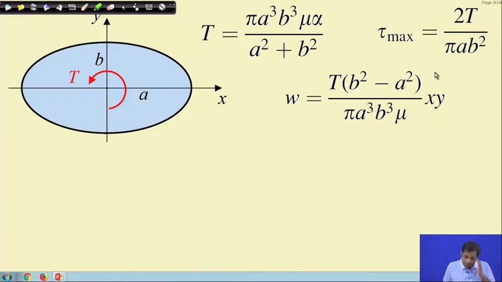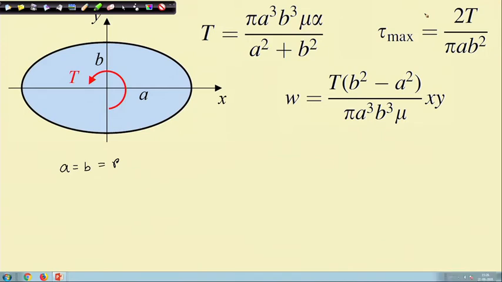Now, let us find out from this solution what the solution is for a circular section. What happens for a circular section? For a circular section, A is equal to B, let us say that is equal to R. Now, substitute A equal to B in this expression. If we do that, then what would be the expression for T?